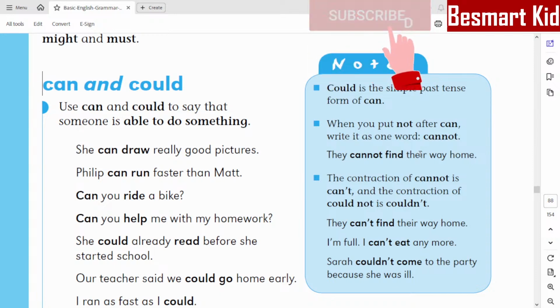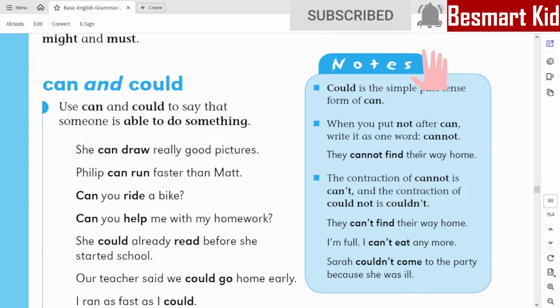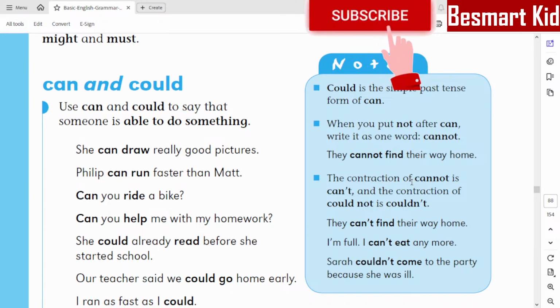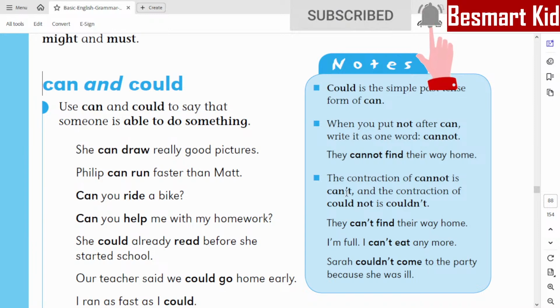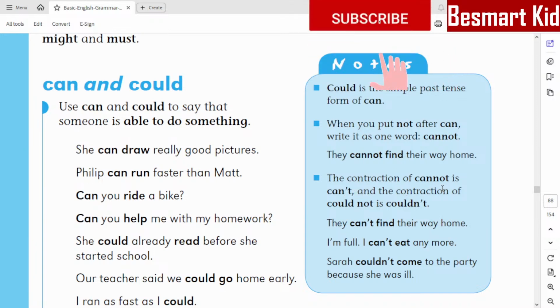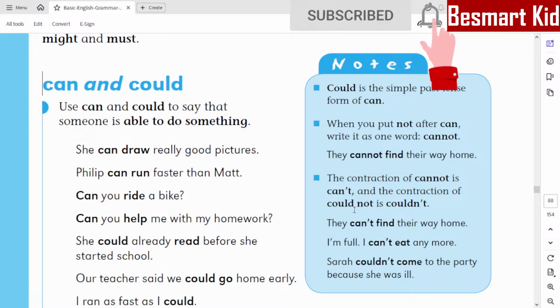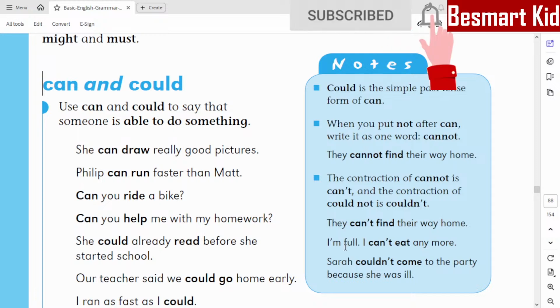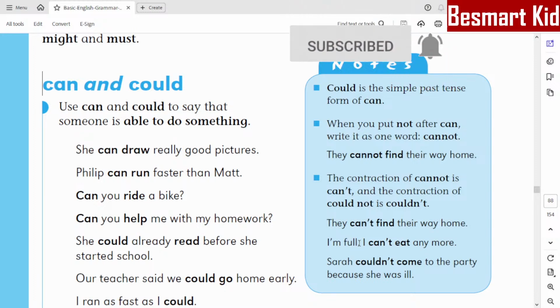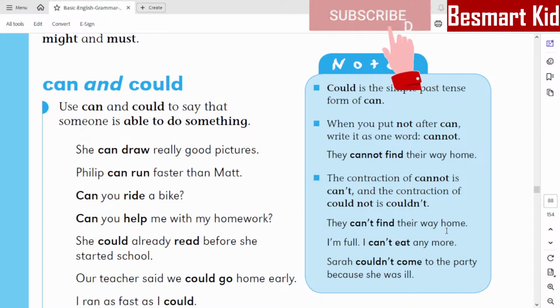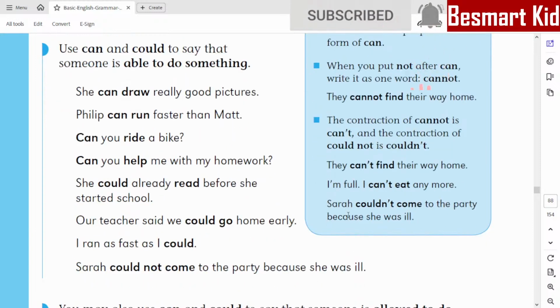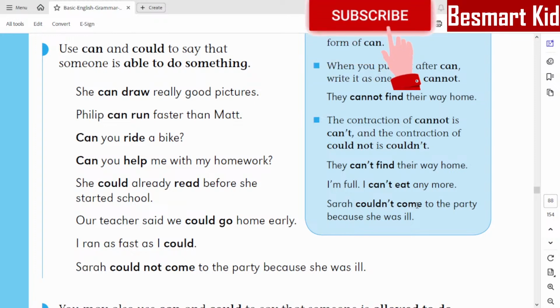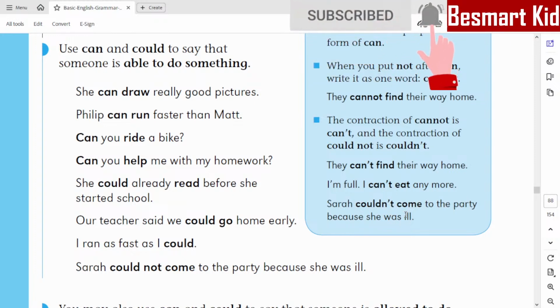They cannot find their way home. The contraction of cannot is can't, and the contraction of could not is couldn't. They can't find their way home. I'm full. I can't eat anymore. Sarah could not come to the party because she was ill.